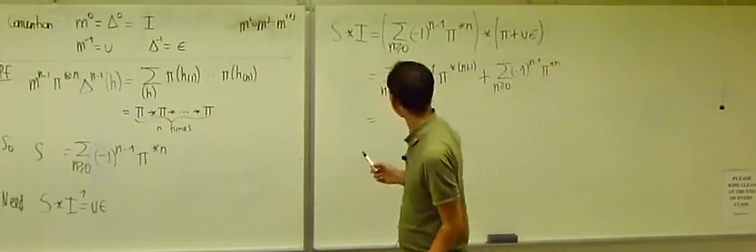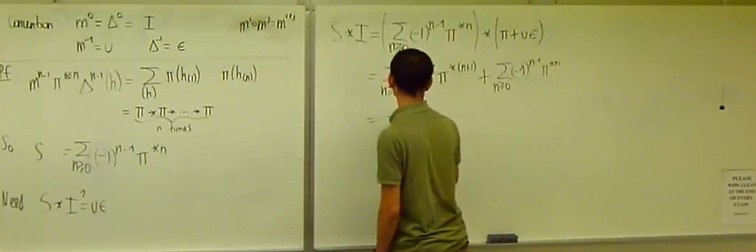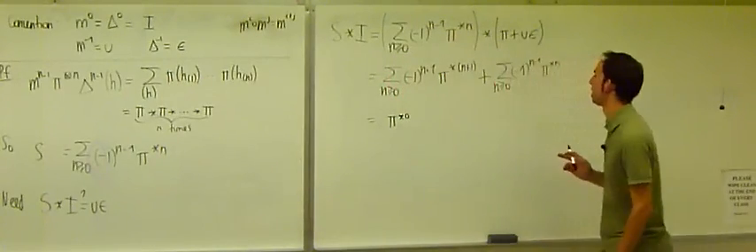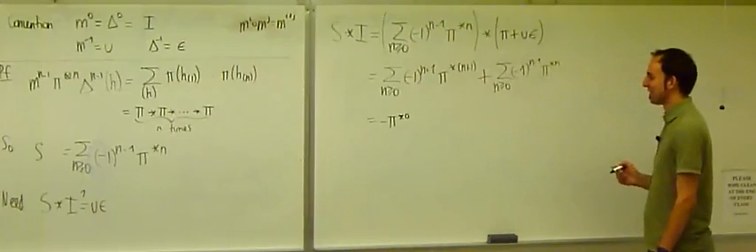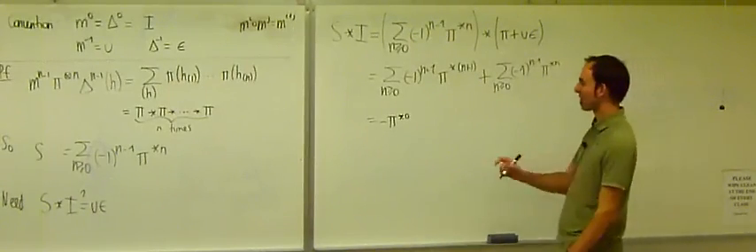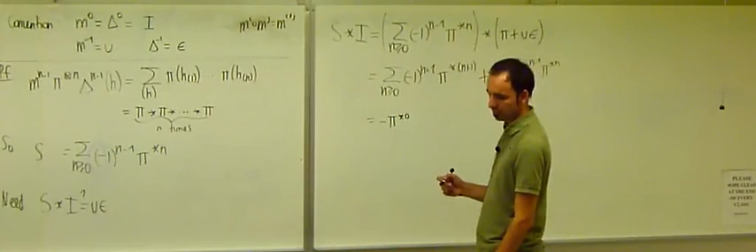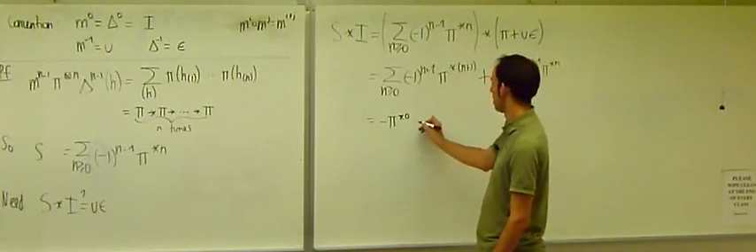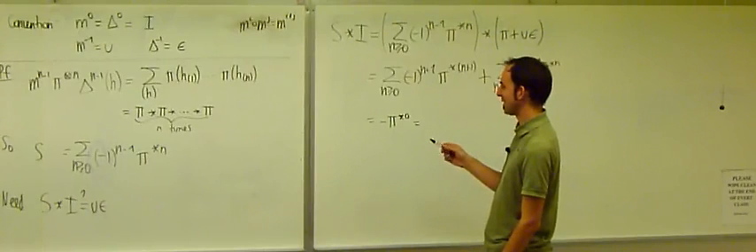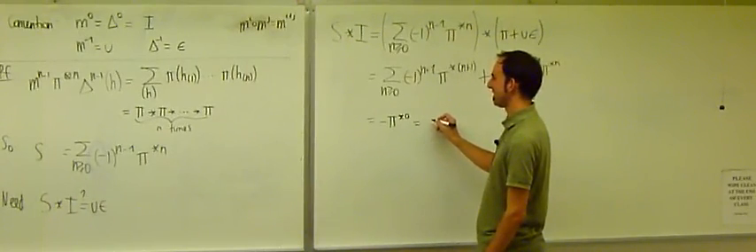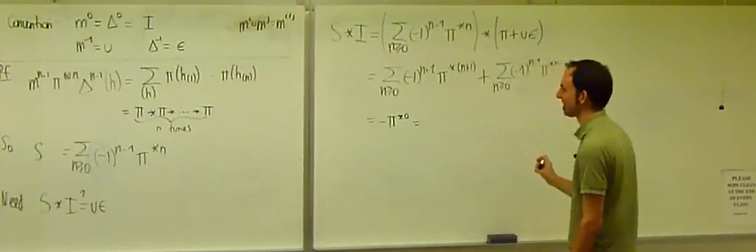Right? But I don't know why I have this minus sign. That's what I'm worried about. That minus sign shouldn't be there, so I made some mistake along the way. But what is pi star of 0? So pi star of 0 should be u epsilon.